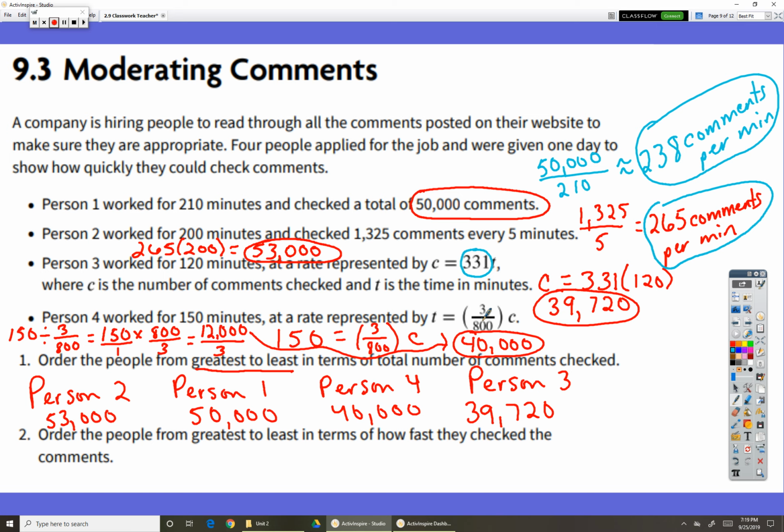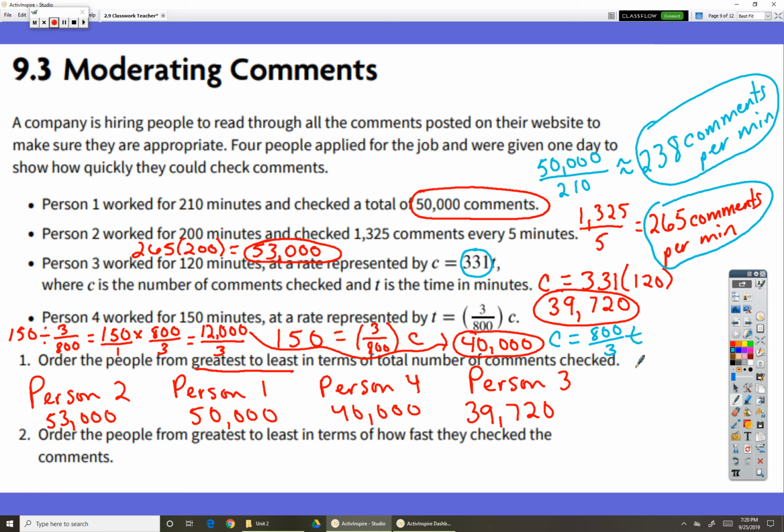So if I were to reverse the equation and start with C equals, I would need to use the reciprocal of 3/800, which is 800 over 3. So this is my rate in comments per minute. So if I do 800 divided by 3, here is another opportunity to round. I'm going to tell you it's okay to round here. So 800 divided by 3 gives us 266.66666, so 0.6 repeating. We're going to round that up to 267.